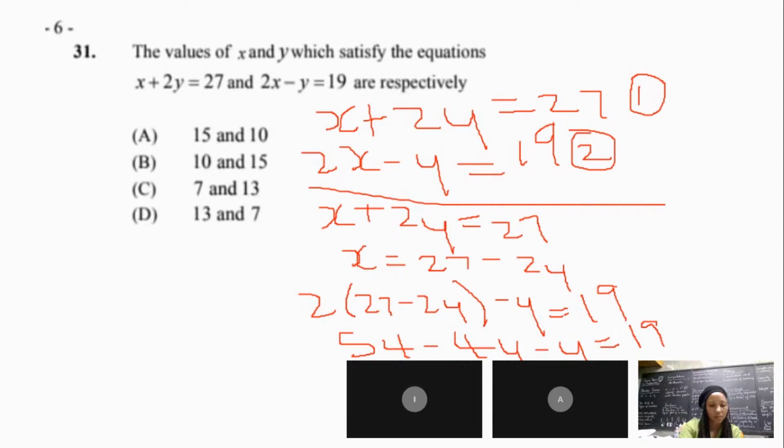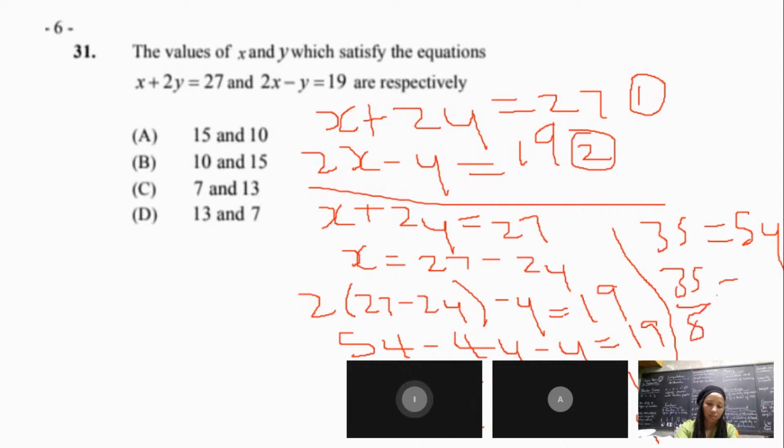And then we're going to subtract 19 from both sides. So 54 minus 19, and we're going to add 5y to both sides. So 54 minus 19 is 35 equals positive 5y. And we're going to divide both sides by 5 to get y by itself. So y is 7.